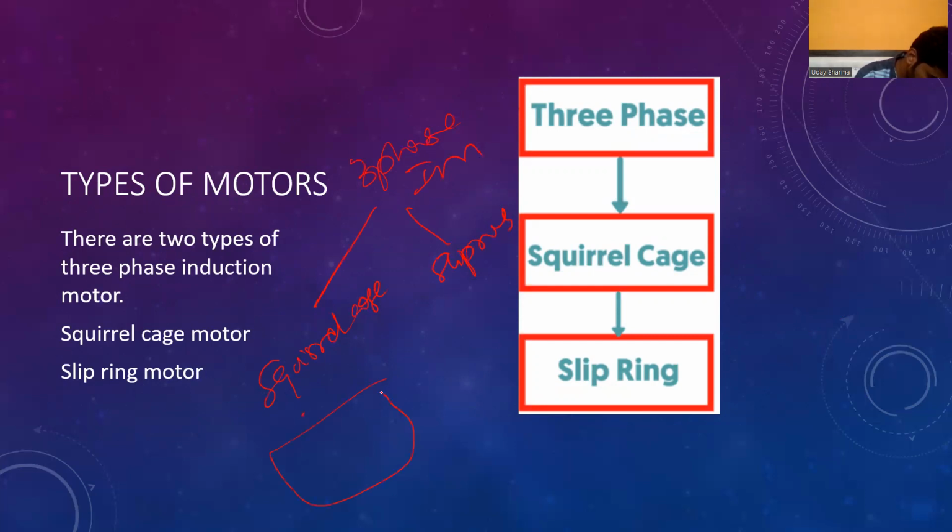Squirrel cage motor contains windings with a cross line. It kind of looks like a squirrel cage, so it is named a squirrel cage motor. This is a general use motor which we use in regular supplies at homes, etc. And this is a slip ring motor, which has a slip ring to it, and the windings are shorted.